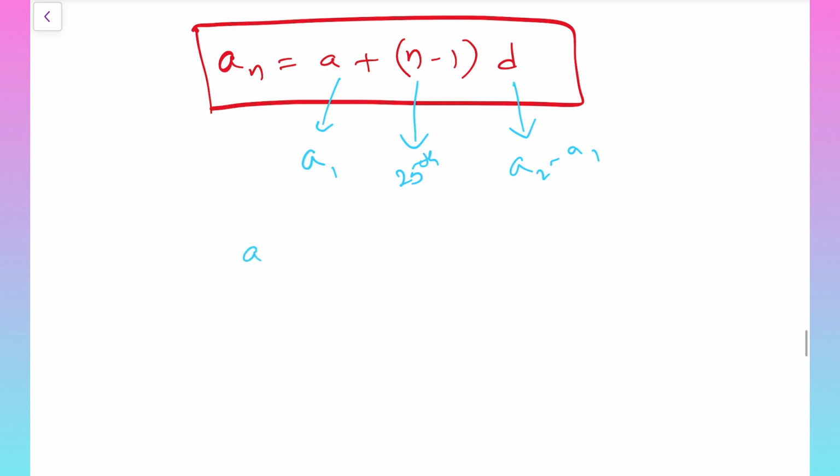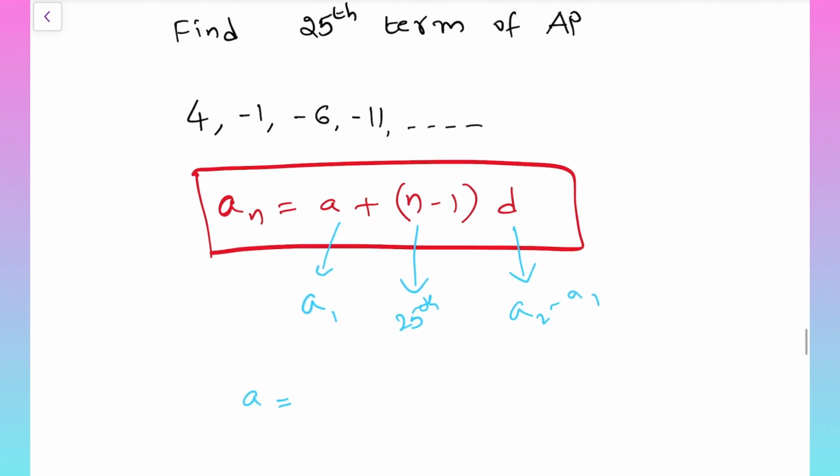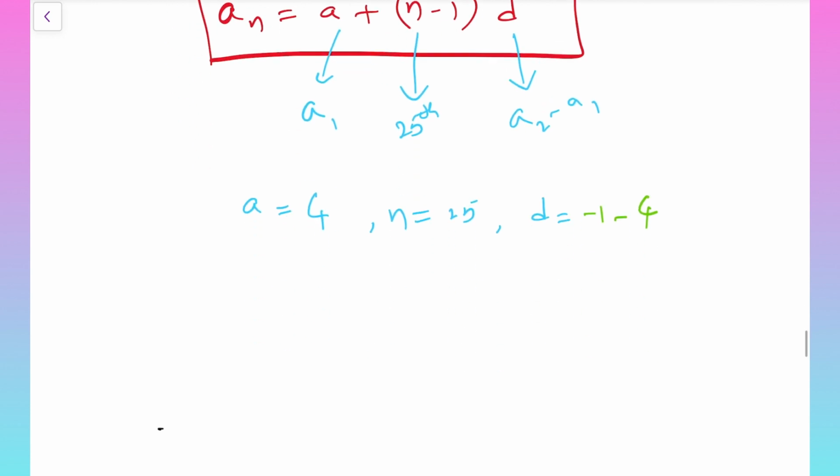So what is the A value from the question? First term, that is 4. So A value 4. Next, N value 25 because they are asking to find out the 25th term. And what about the common difference then? That is second term minus first term. So here the second term is minus 1, minus first term is 4. Minus 1 minus 4, that is minus 5. So every value we have.